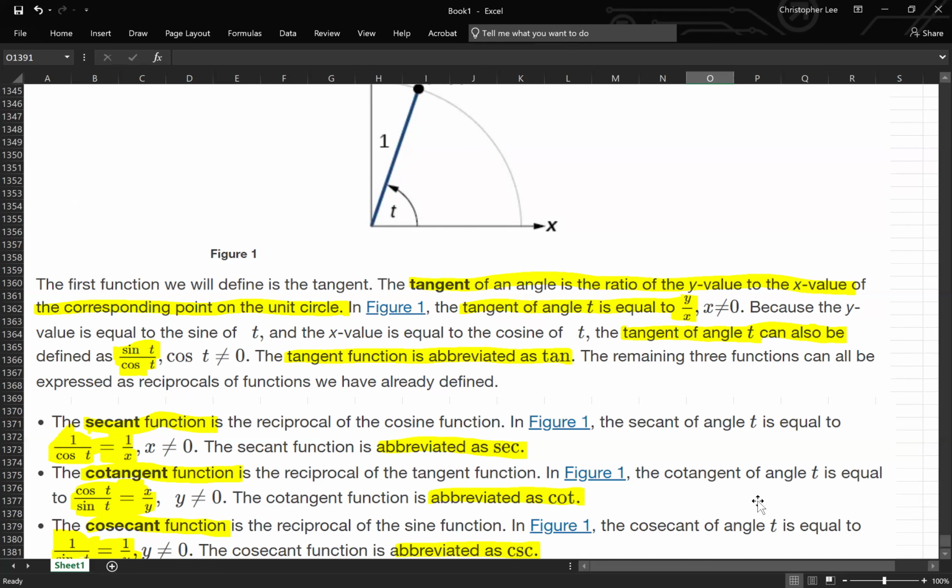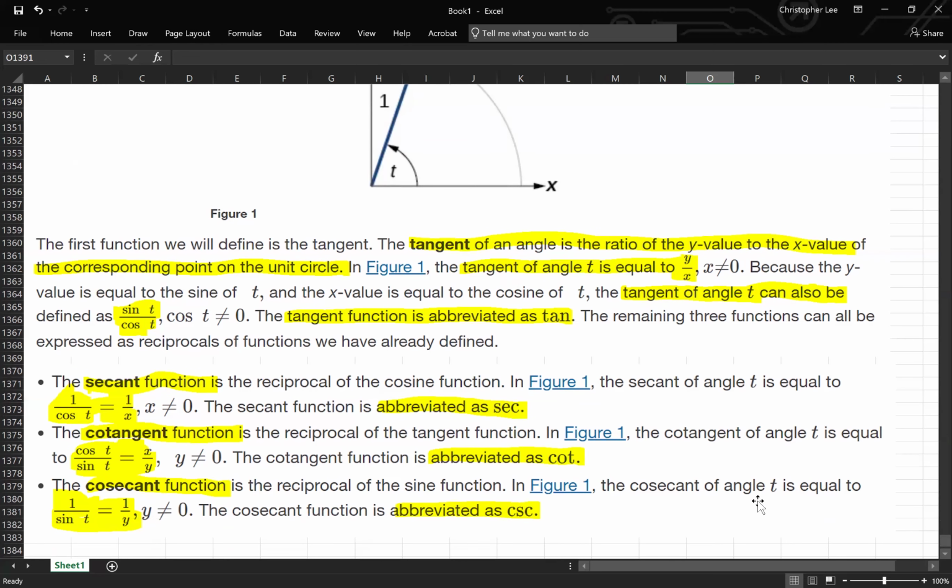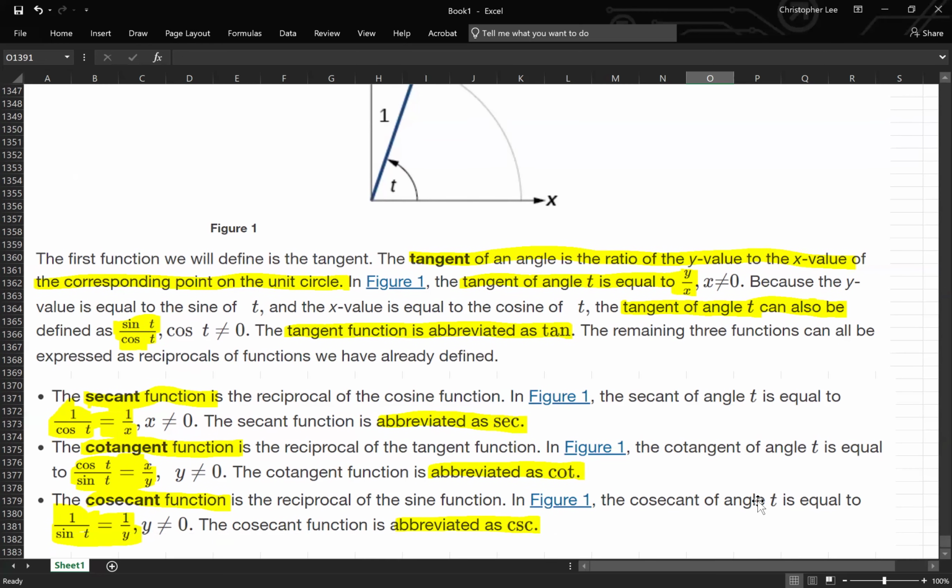The cosecant function is the reciprocal of the sine function. In the figure, the cosecant of angle t is equal to 1 over sine t, which is equal to 1 over y, where y does not equal 0. The cosecant function is abbreviated as CSC. I don't know how to say that. CSC. Cosecant.